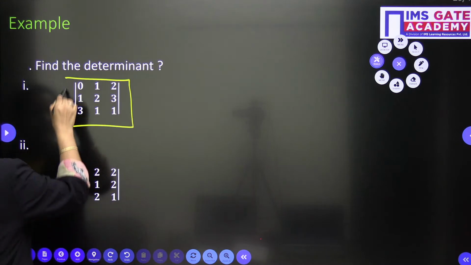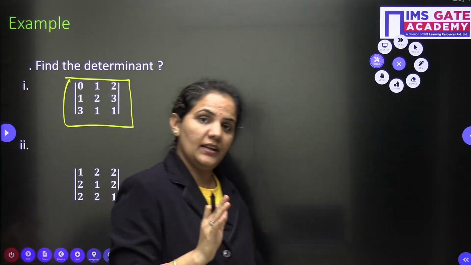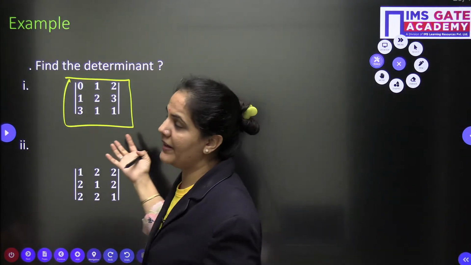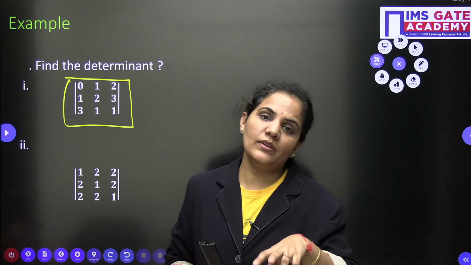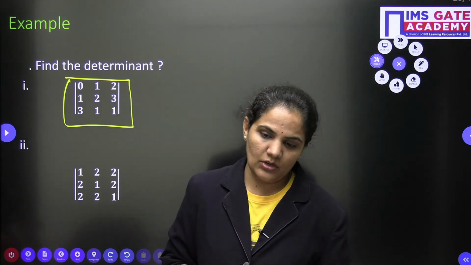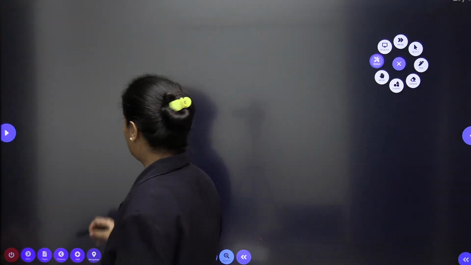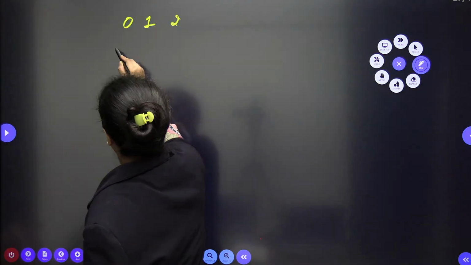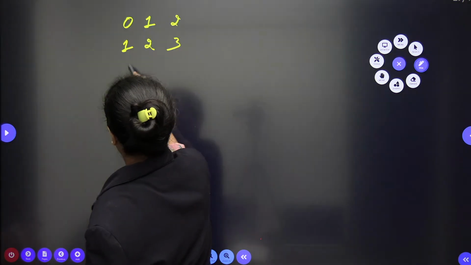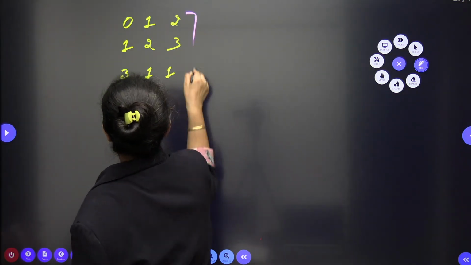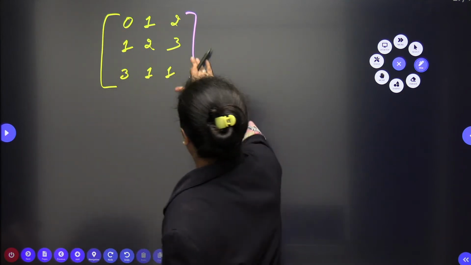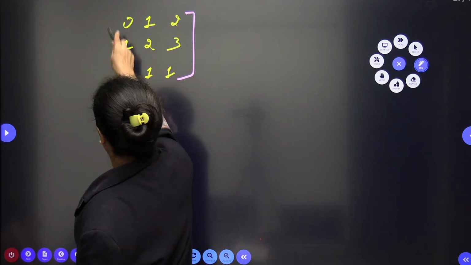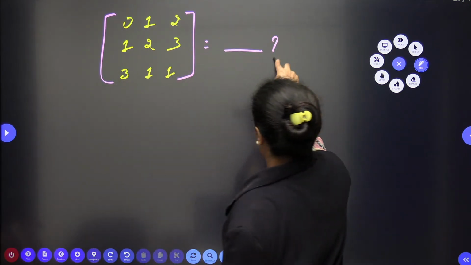About this one I will tell you the trick how to find the determinant in a simpler manner. If you can understand the new method of finding the determinant, then you can use that method in finding the inverse also. So that's why I'm going to tell you this method. Let me write down the matrix. My matrix is 0 1 2, 1 2 3, 3 1 1. This is my matrix. I need to find the determinant of this one. So how will I find the determinant?